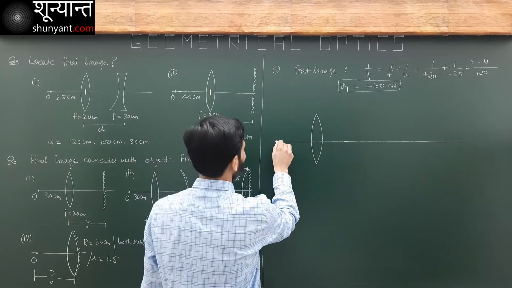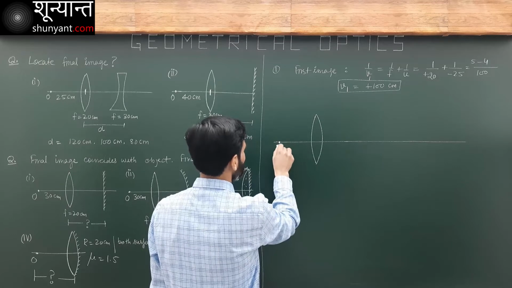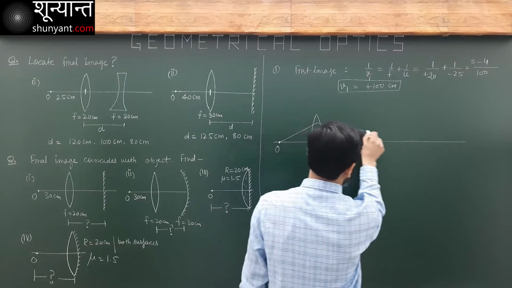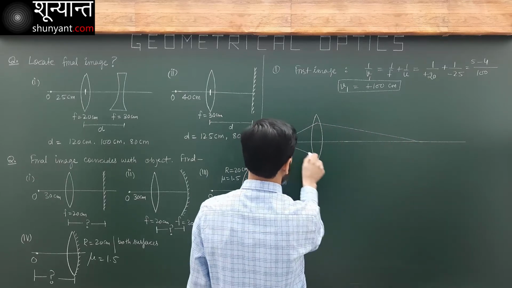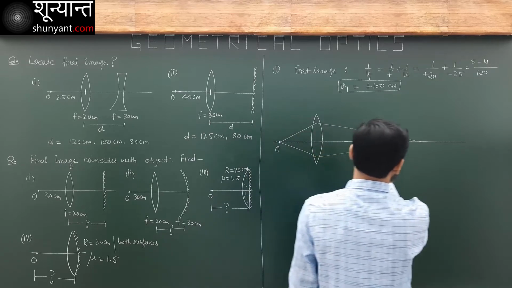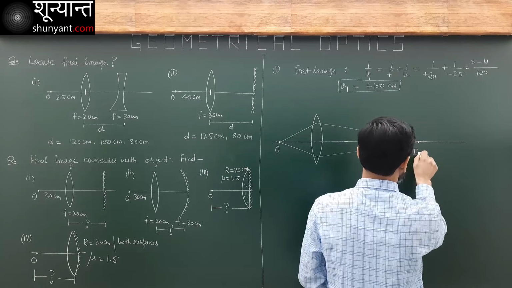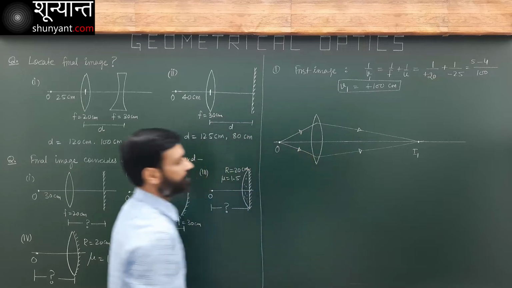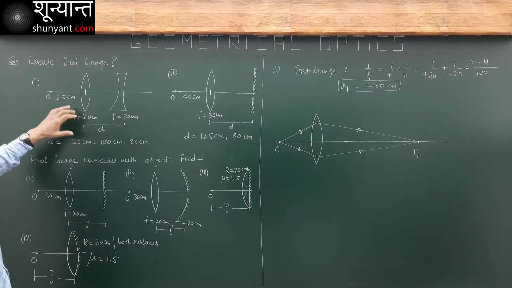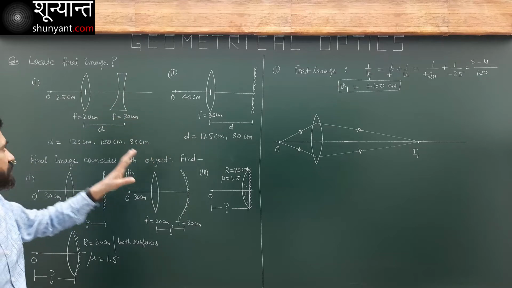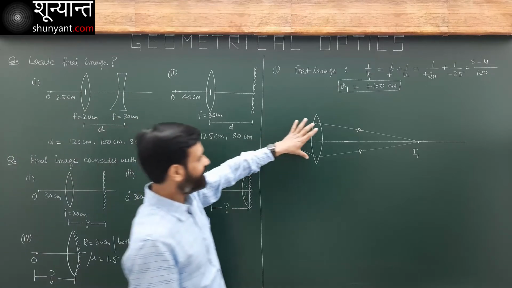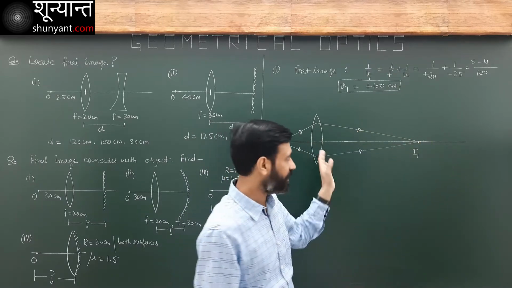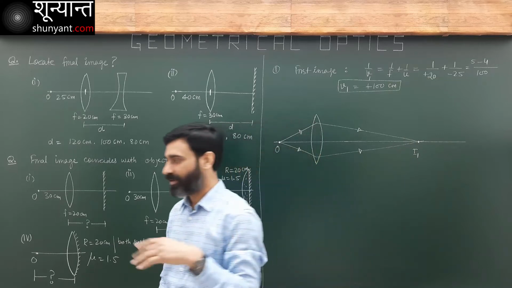This is my object here. The first image is at 100 centimeter. My first image is somewhere here. This is I1. That's how the first image forms. Understood? If I do not have the second lens, that is the first and last image. Remember, the light rays are converging here, but they do not stop. They continue moving. Light rays never stop, whether refraction or reflection, whatever it is.